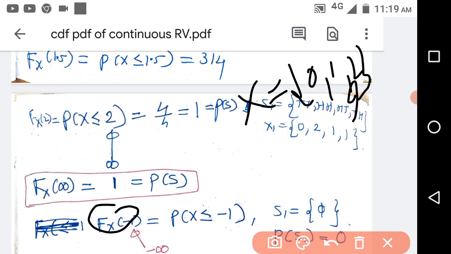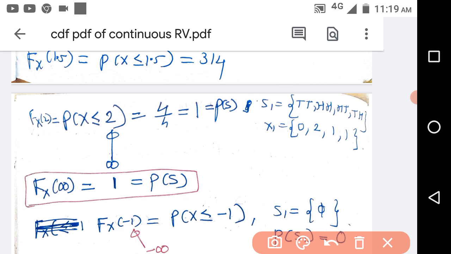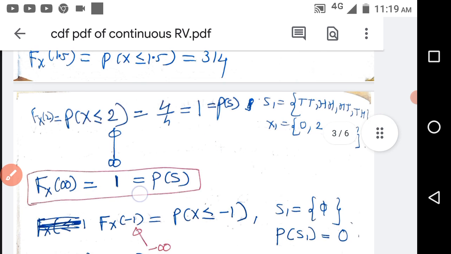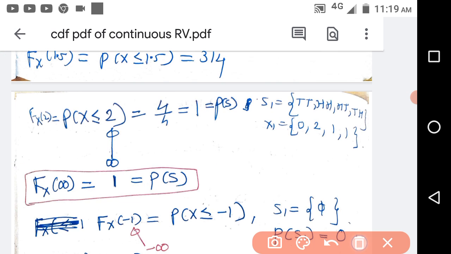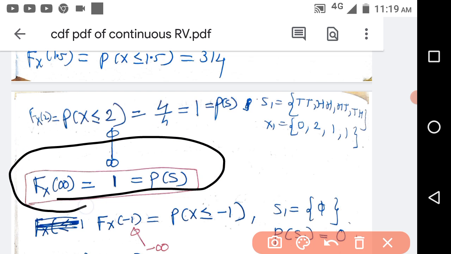So if you write this F_X(2), the probability X less than or equal to 2, we are getting it as 1. So instead of 2 we can write infinity, and that value is coming as 1. So we can write one property of the CDF: F_X(infinity) is equal to 1, which is nothing but the probability of the whole sample space.